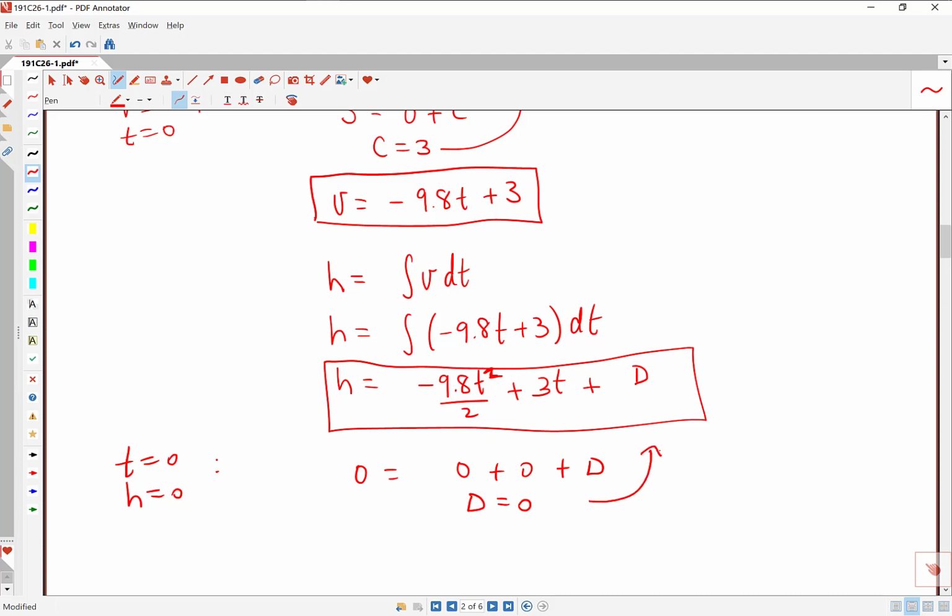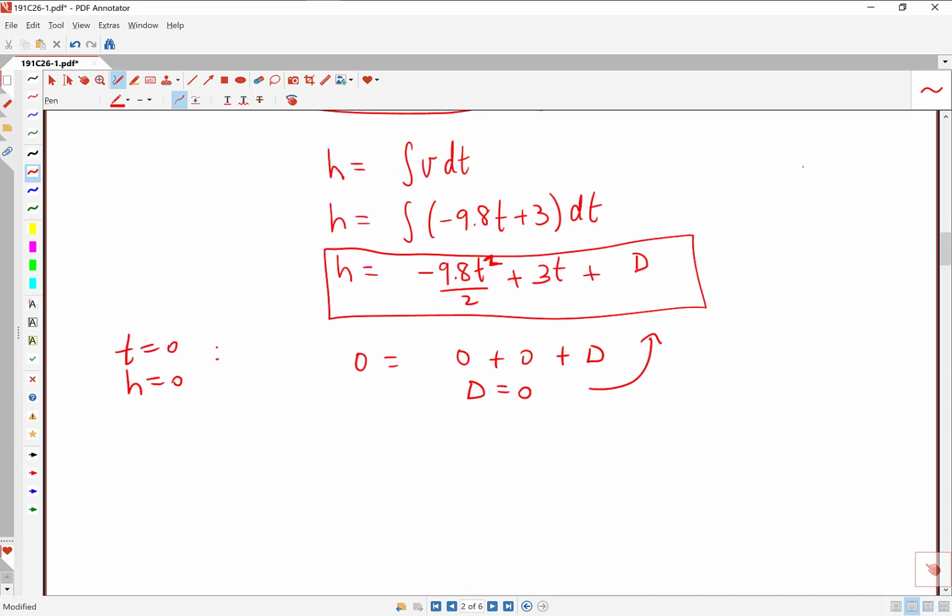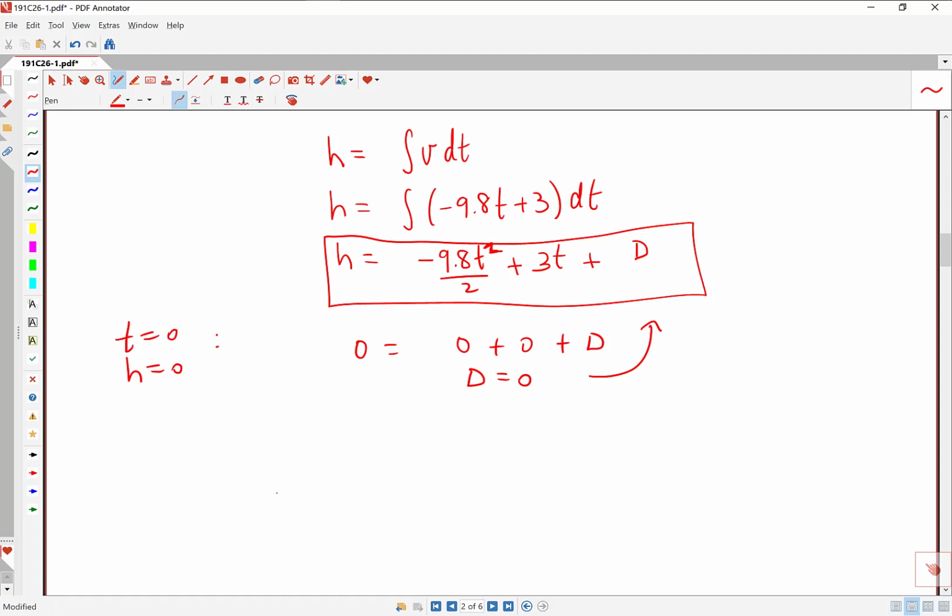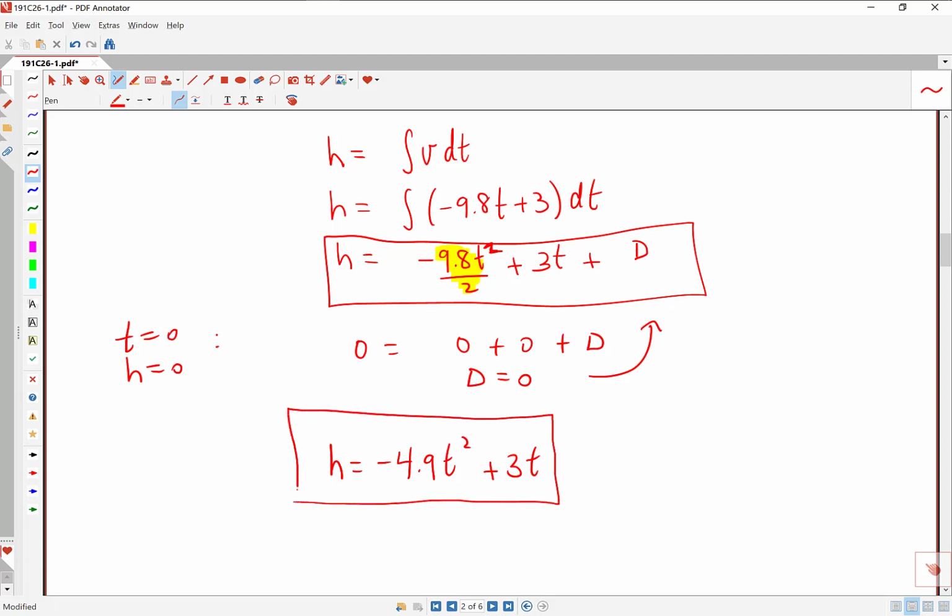So we can take that, plug that in, and we're going to have our final answer coming up in the next step. So for this final answer, you can do any simplifying that you want. For example, you might take that 9.8 and just divide it by 2. So that first term becomes negative 4.9 t squared plus 3t, and we figured out that D is 0. So this is the formula for the height that we're looking for. So now that we have that formula, we can predict what the height of the ball would be at any point in time.